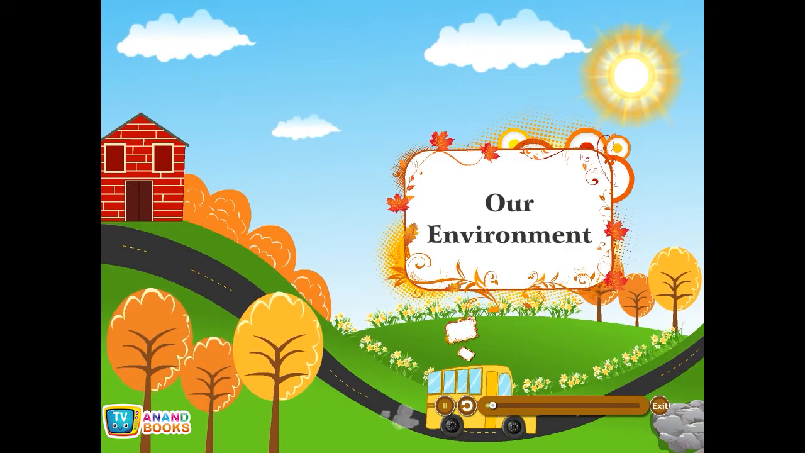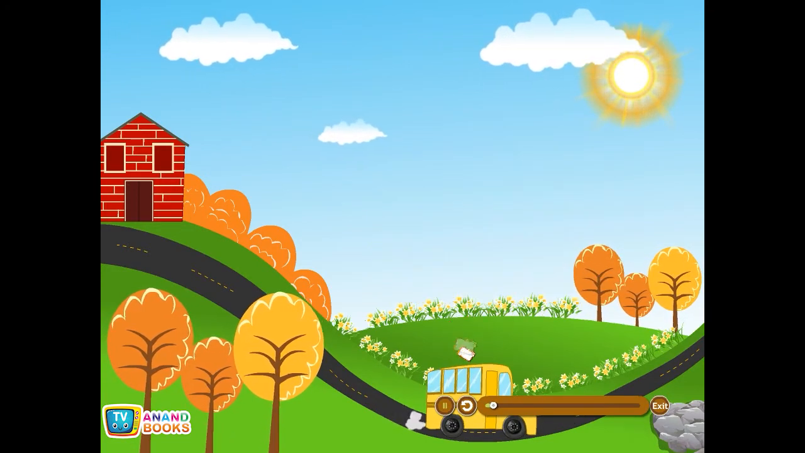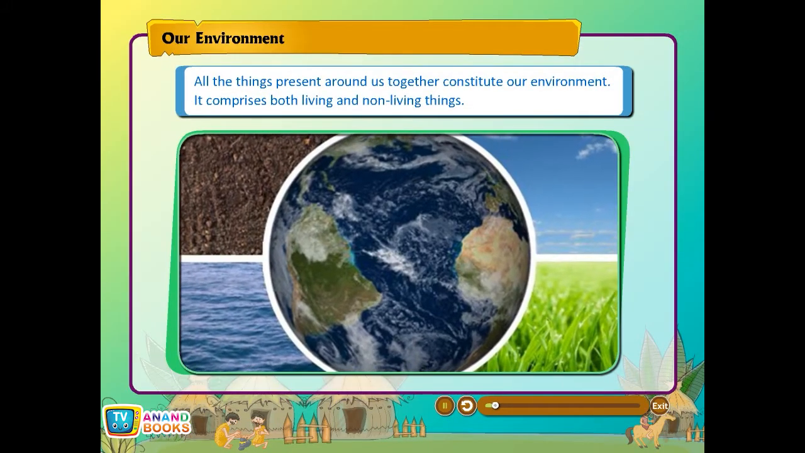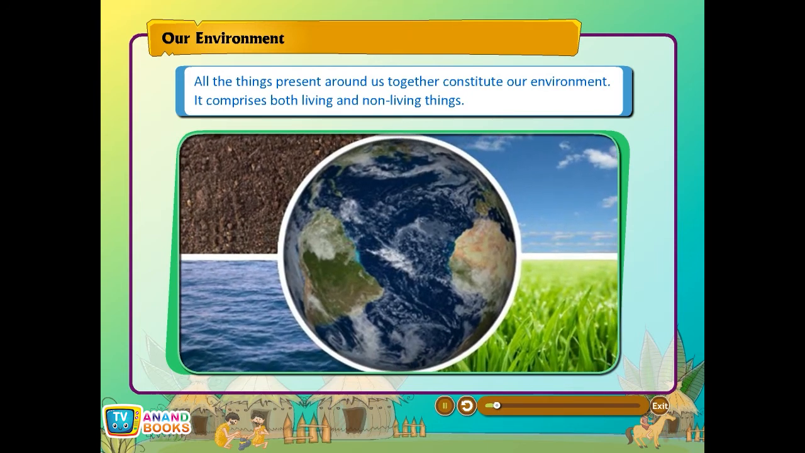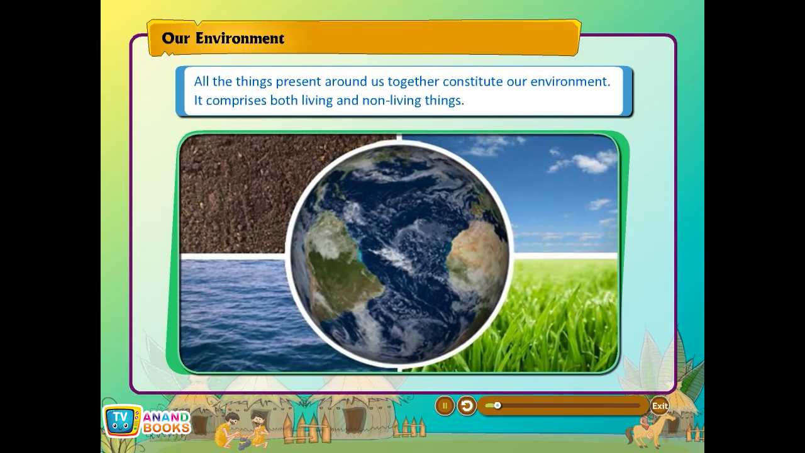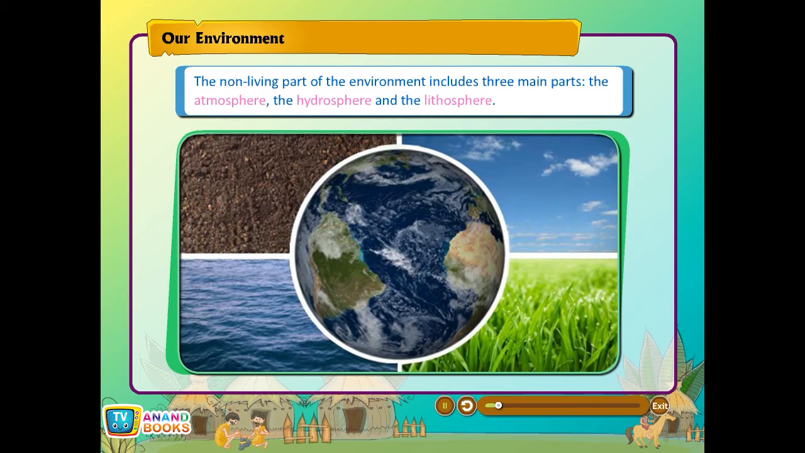Our environment. All the things present around us together constitute our environment. It comprises both living and non-living things. The non-living part of the environment includes three main parts: the atmosphere, the hydrosphere, and the lithosphere.